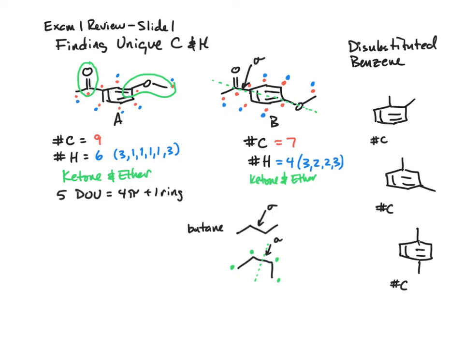So I'm going to call these O, M, and P. You don't have to memorize that. It's just something I'm going to call them now so that we know which one I'm talking about. And again, these are constitutional isomers of one another, so they have the same molecular formula, just different connectivity of the atoms involved.